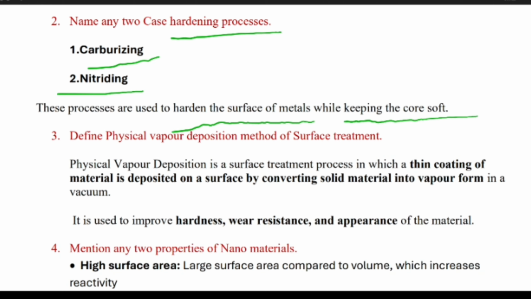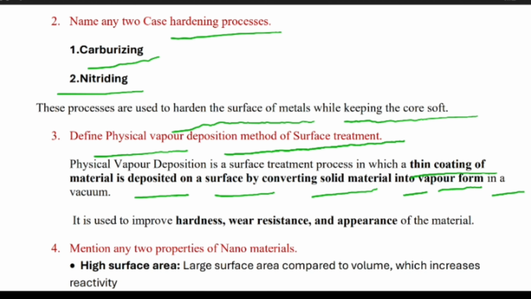Next, coming to the third question, define physical vapor deposition method of surface treatment. So we have to define what is physical vapor deposition. It is a surface treatment process. Here a thin coating material is deposited on the surface by converting solid into vapor form in a vacuum. That process we call the physical vapor deposition method of surface treatment.